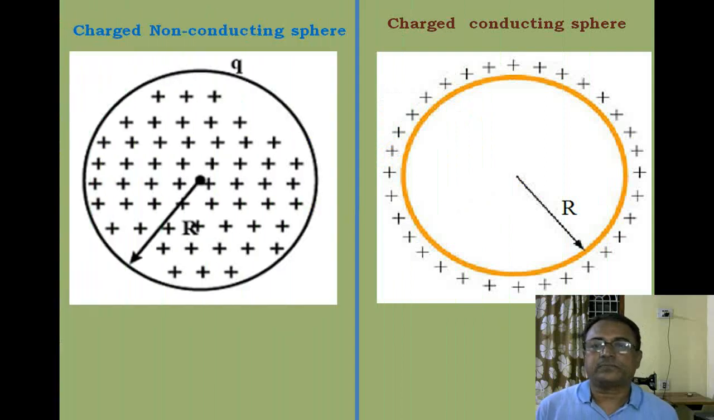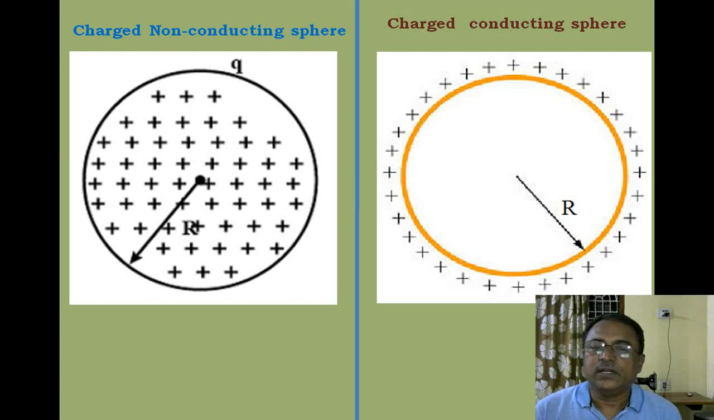Next, here we are taking a non-conducting sphere and a conducting sphere. What is the difference between a non-conductor and a conductor? Non-conductor means it is an insulator.